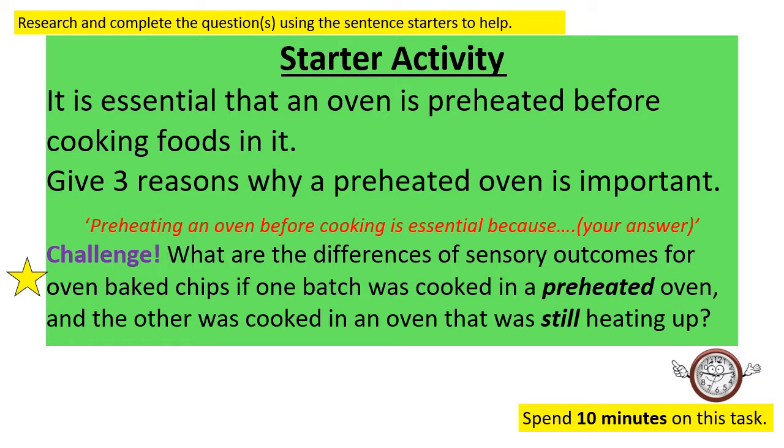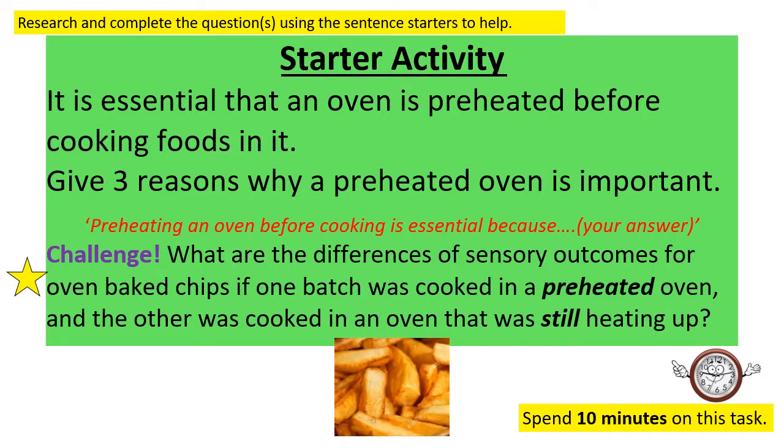For the challenge, what are the differences of sensory outcomes for oven-baked chips if one batch was cooked in a preheated oven and the other was cooked in an oven that was still heating up? So sensory outcomes being taste, texture, appearance, and so on. And what would happen if you put chips into a preheated oven, what would be that sensory outcome, those tastes and textures and so on?